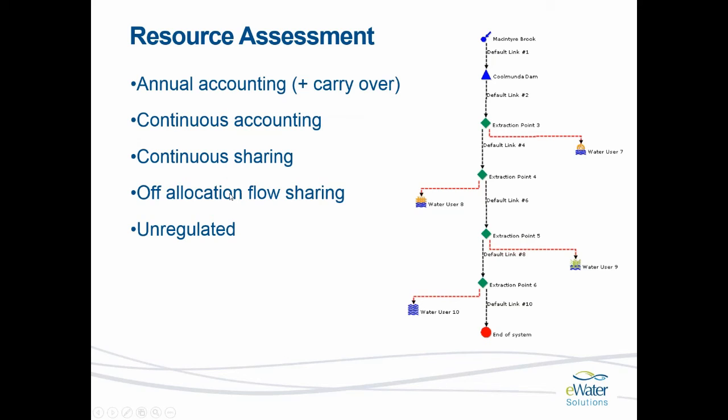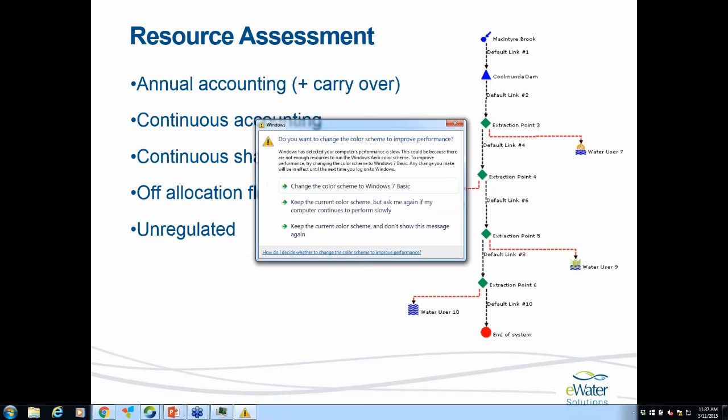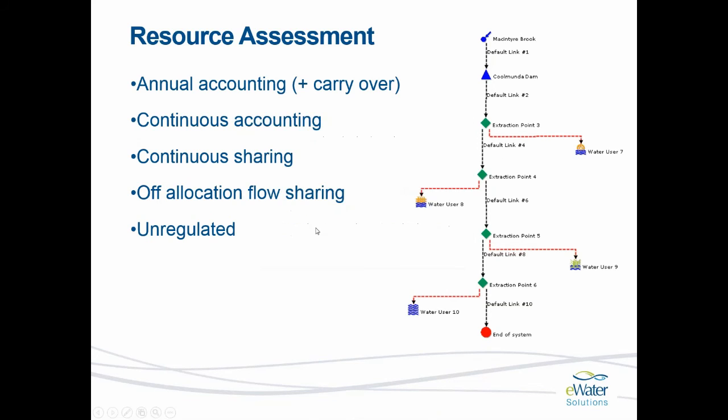We have off-allocation or supplementary flow sharing. We've got special nodes for that. And we've also got different ways of managing unregulated flow. So there are various limits on how much water can be taken. Some of the time you may even prefer to set up an annual accounting system to manage your unregulated flow take.